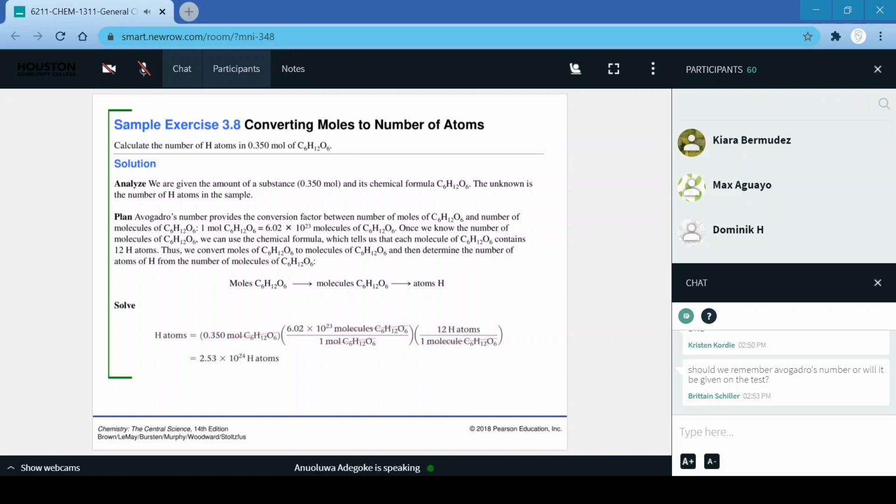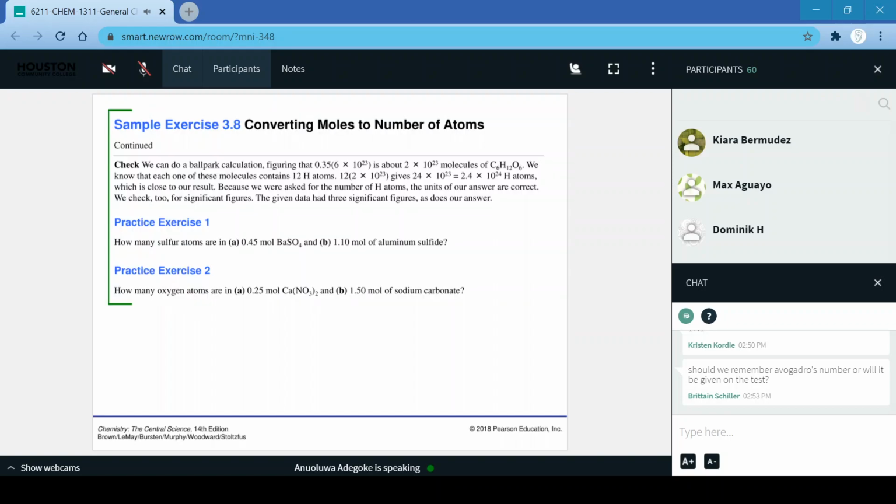Okay, the very first one we are going to do here. All right, so we're going to do this question right now. Let us do this one. How many sulfur atoms? I'm going to open the whiteboard and we're going to do this one right now.